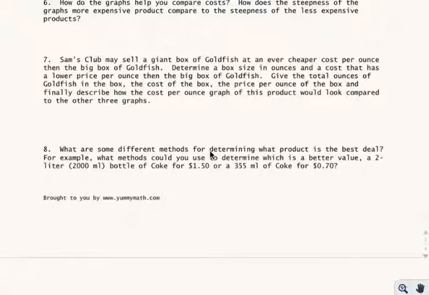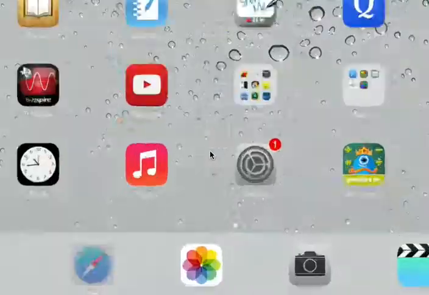It explains that Sam's Club may sell a giant box of goldfish at a cheaper cost than even our big box, which we think is the cheapest way to buy goldfish. So first we want to determine the box size in ounces and a cost that has a lower price per ounce than the big box of goldfish. So what you're going to want to do is think to yourself, what could a box of goldfish cost?